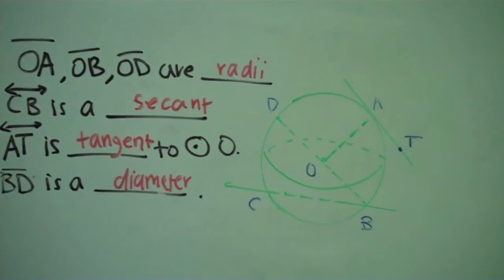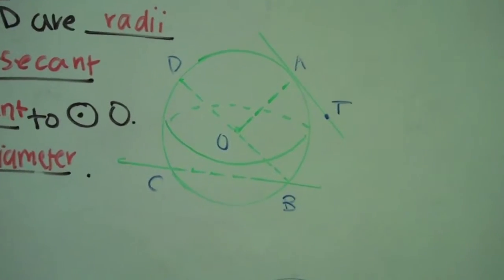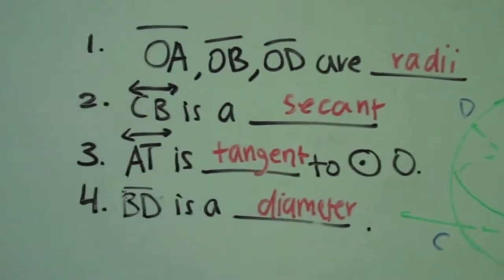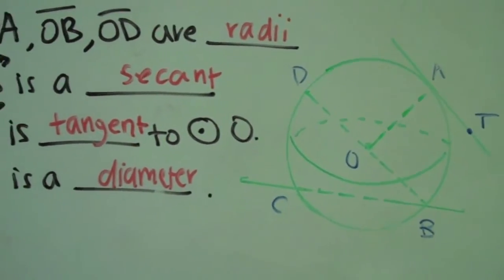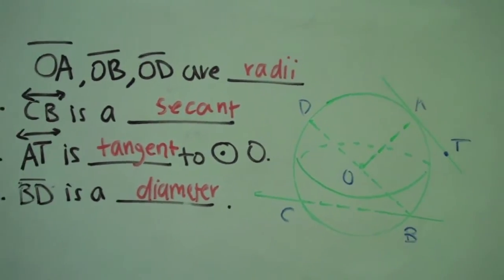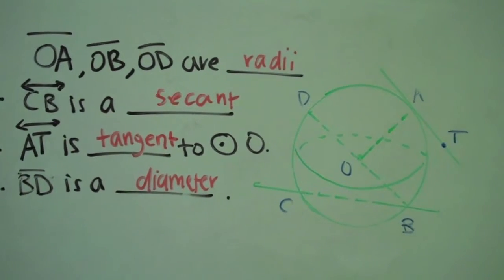Segments OA, OB, and OD are radii. Line CB is a secant. Line AT is tangent to circle O. BD is a diameter.